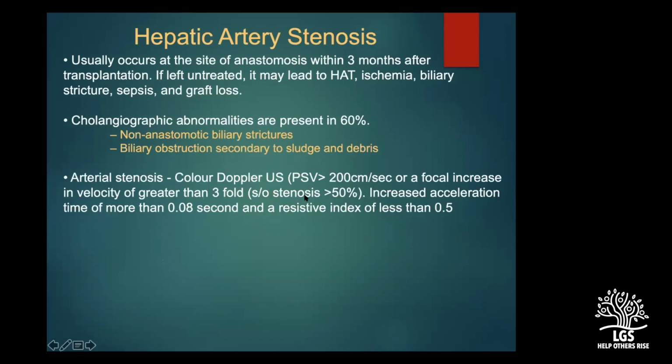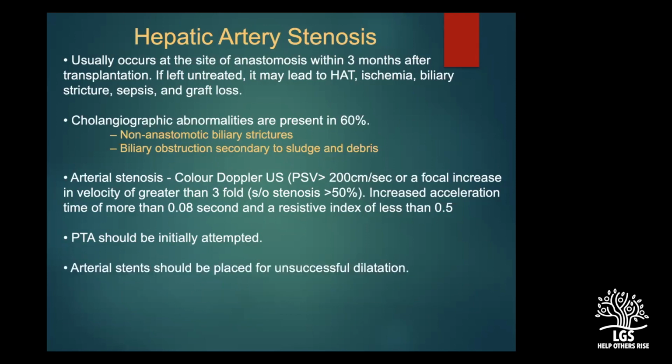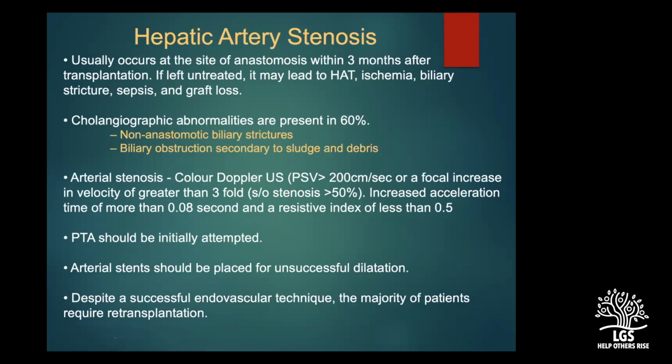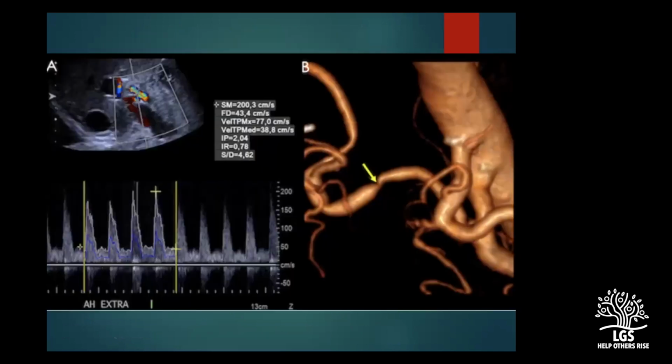And what you would see on the ultrasound is a peak systolic velocity of more than 200 centimeters per second. It is definitely suggestive of a stenosis. More than 50% stenosis can give rise to a peak systolic velocity of more than 200 centimeters per second. And obviously your RI will be less than 0.5. So angioplasty should be initially attempted if it is a hepatic artery stenosis, depending on the age of the liver. And we can actually put in stents with no problems. We have balloon expandable stents to get in and put inside the hepatic artery.